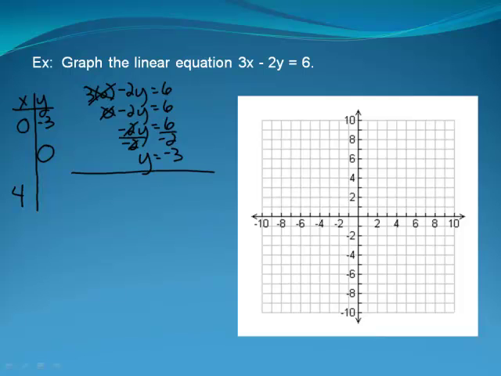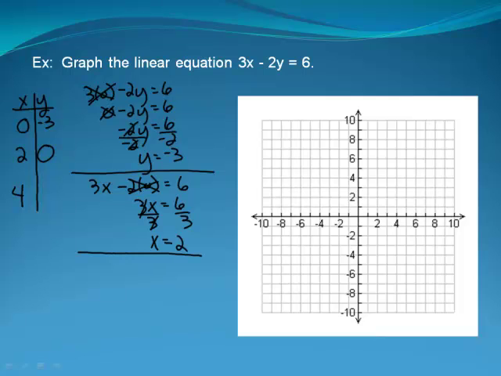Okay, for my second point, I'm going to let y be equal to 0. So I've got 3 times x minus 2 times 0 equals 6. 2 times 0, of course, is 0, so it's gone. 3x minus 0 is just 3x equals 6. Divide both sides by 3, and x is equal to 2. So I know that when y is equal to 0, x is equal to 2.